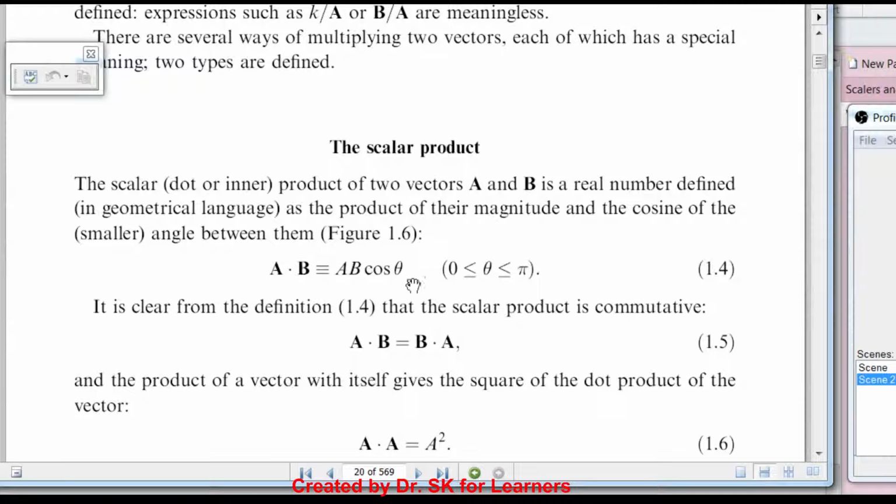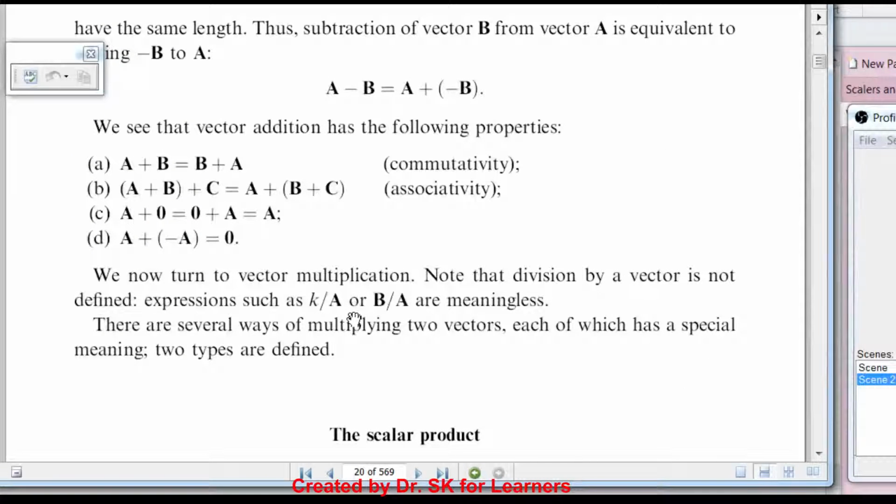So we'll learn about the scalar and vector products in our next class. We're already 27 minutes in this class, so I think we can stop here. And in this class we have learned how vector addition and subtraction works, and I'm trying to go very slowly so that everyone will be getting what we are learning here.